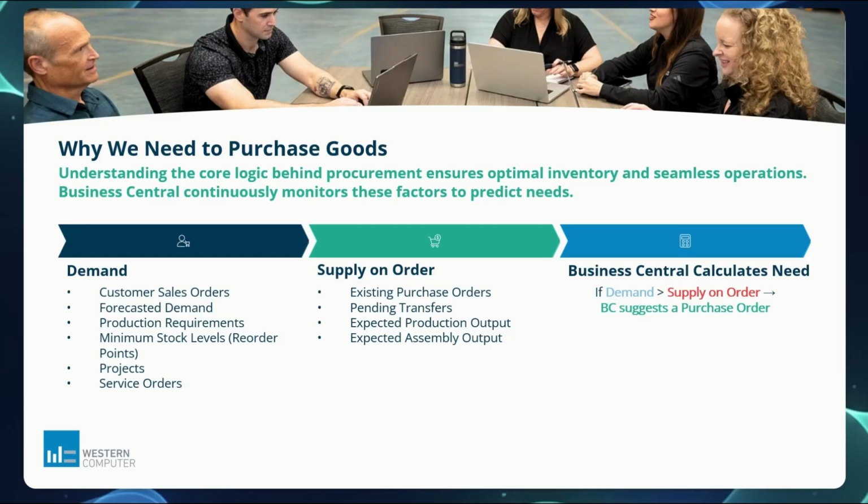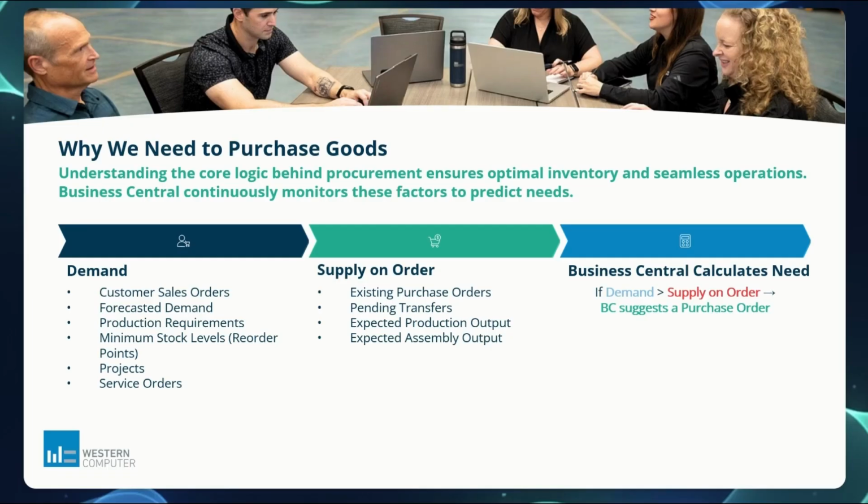Our MRP is then going to compare that demand against what we already have on order. Do we have any existing purchase orders that have product on them? Are those purchase orders either late or do they have enough quantity on them? Any pending transfers that may not have happened through our warehouses yet? Expected production output from production orders and also expected assembly output from assembly orders.